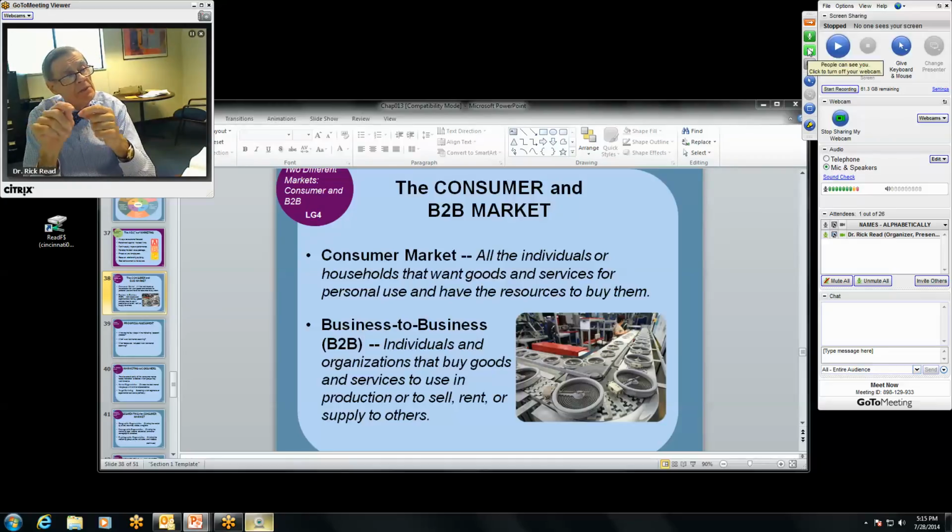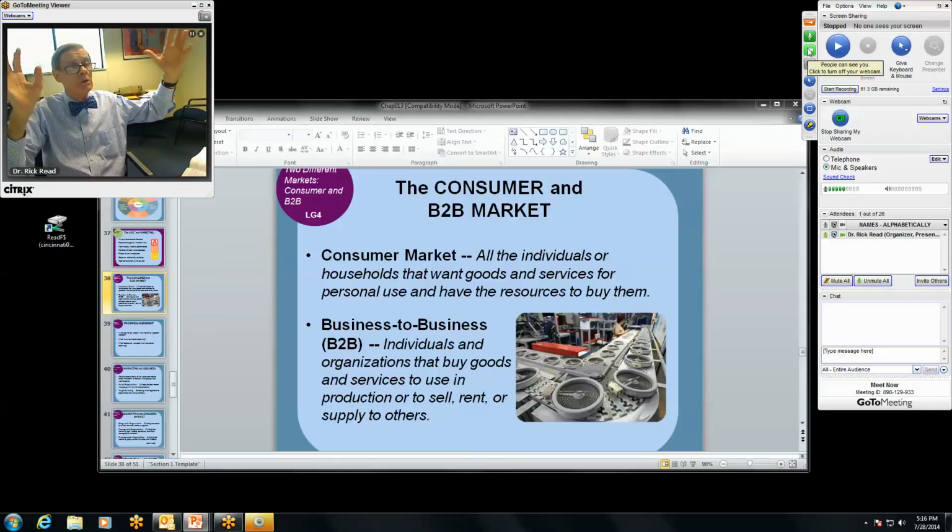Business to business is different because here people are going to buy the product to help in production. They may sell or rent to someone else. And so it is, but it does not go to the end user. And that's the key here. The end user is us, the consumer.